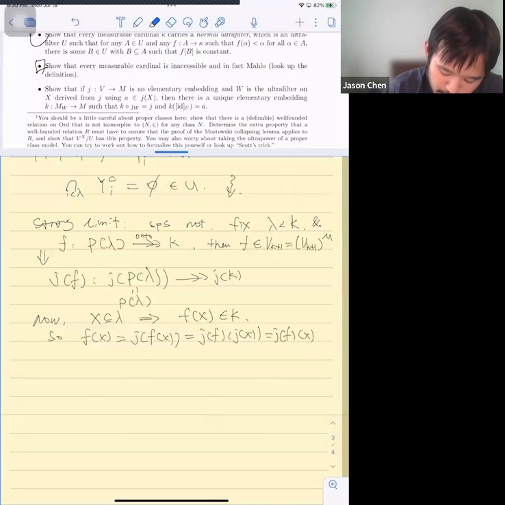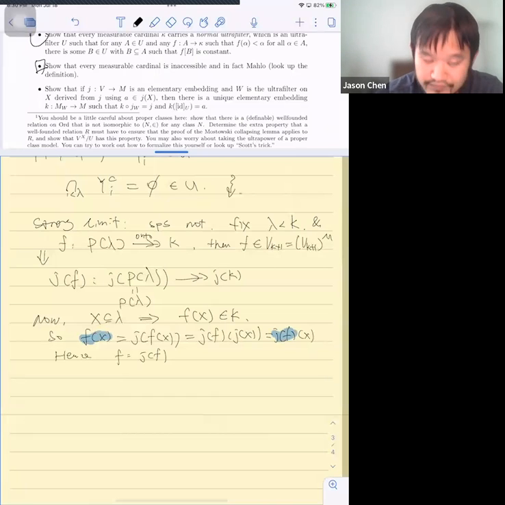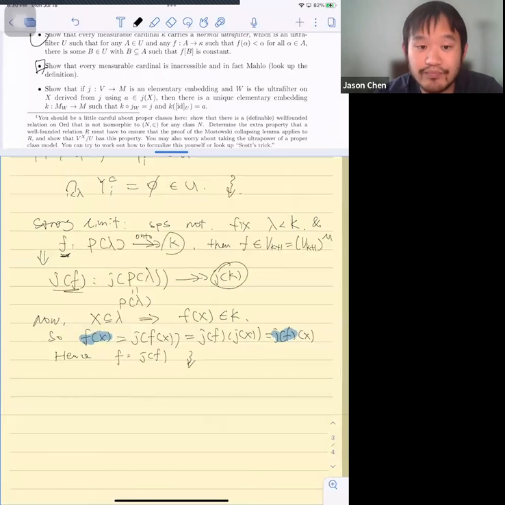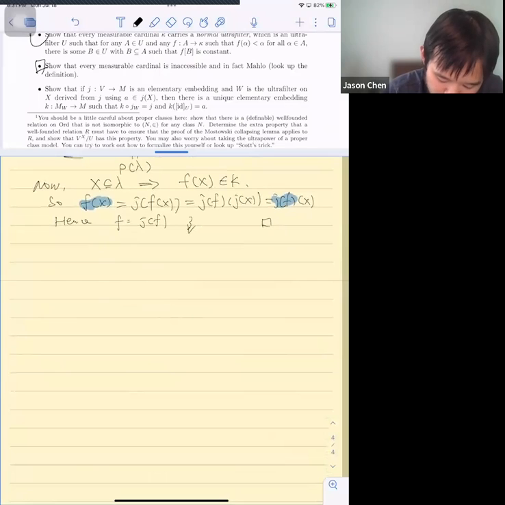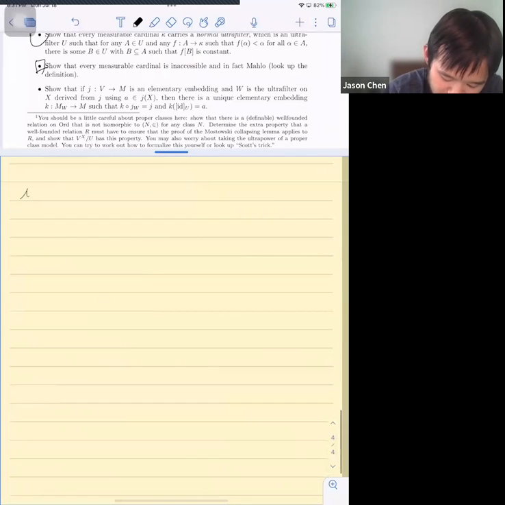So what have we shown? We've shown that f and j(f) are actually the same function. Right, so hence f is equal to j of f. Right, so this is a contradiction because f maps onto kappa, j(f) maps onto j(kappa), but we know that j(kappa) is strictly bigger than kappa. Okay, so this finishes this claim. So let me do Mahlo. Measurable cardinal implies Mahlo.